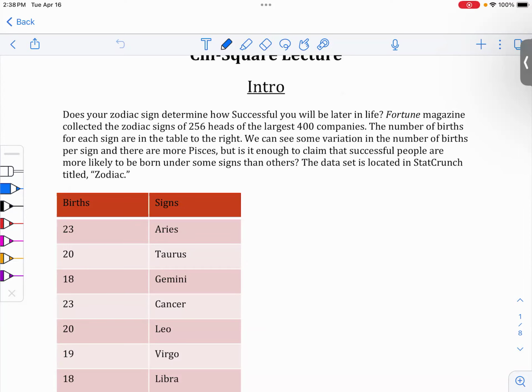So a simple example here. Does your zodiac sign determine how successful you will be later in life? Fortune magazine collected the zodiac signs of 256 heads of the 400 largest companies. The number of births for each sign is listed in the table below here. And we can see some variation, all right? Like we see that there are more Pisces. But is that enough to claim that successful people are more likely born under one sign than another?